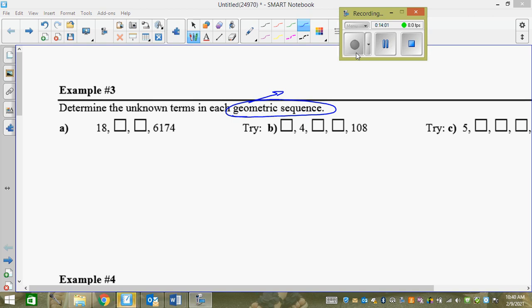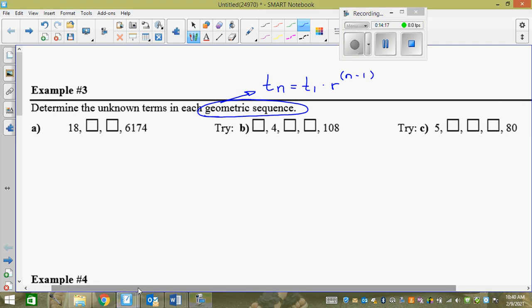So geometric sequences only has one option. Tn equals T1 times R to the n minus 1. That's your only option you have, right? So this is very similar to the sequence questions we did, correct? With arithmetic, it's just a different formula. Okay? So ultimately, for this, we need to figure out R, correct? If we have R, we can multiply by it, done. That's it.